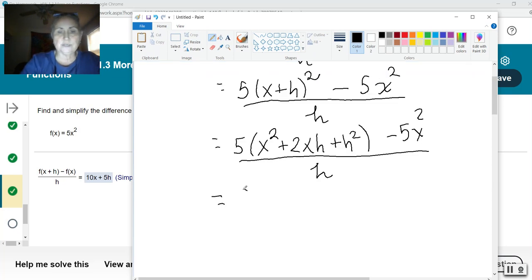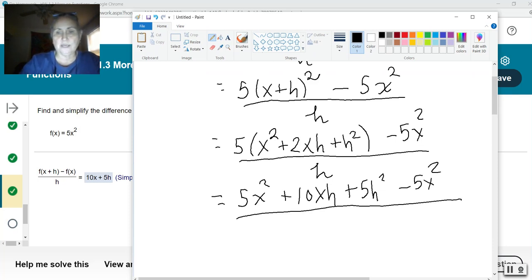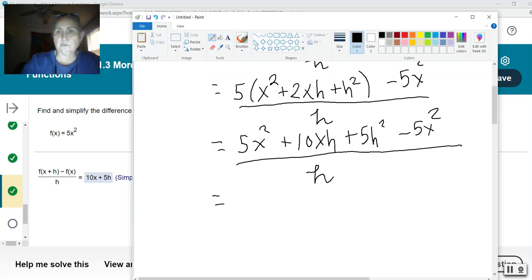Same process, just written out differently. 5 times x squared. 5 times 2 is 10xh. 5 times h squared. Subtract the original 5x squared, divided by h. All right. And I'm going to finish this guy off by canceling those out, which is what we did in the informal way. 10xh plus 5h squared divided by h.